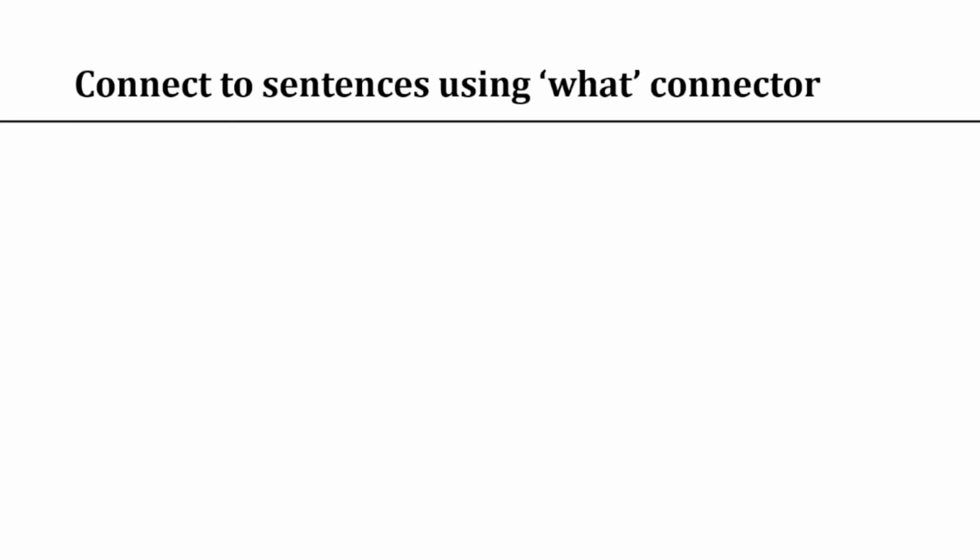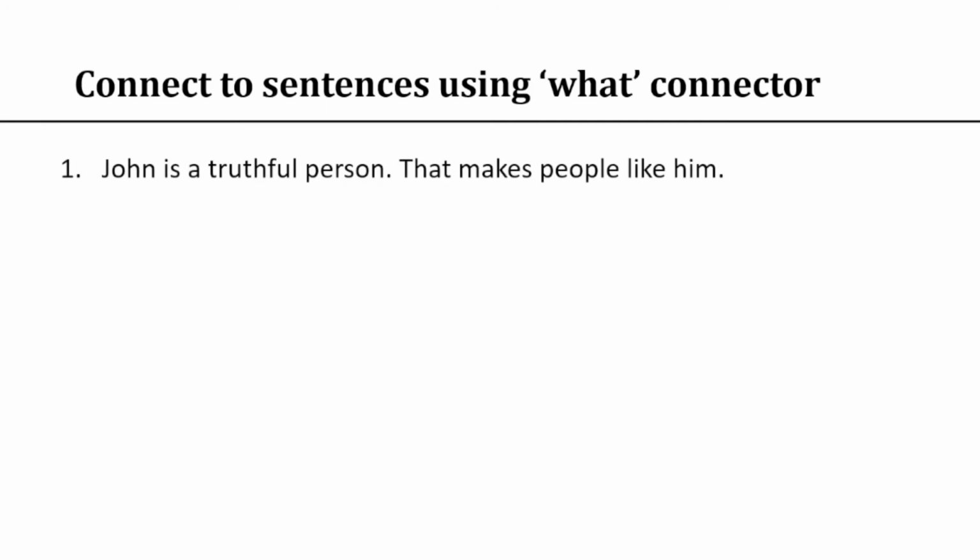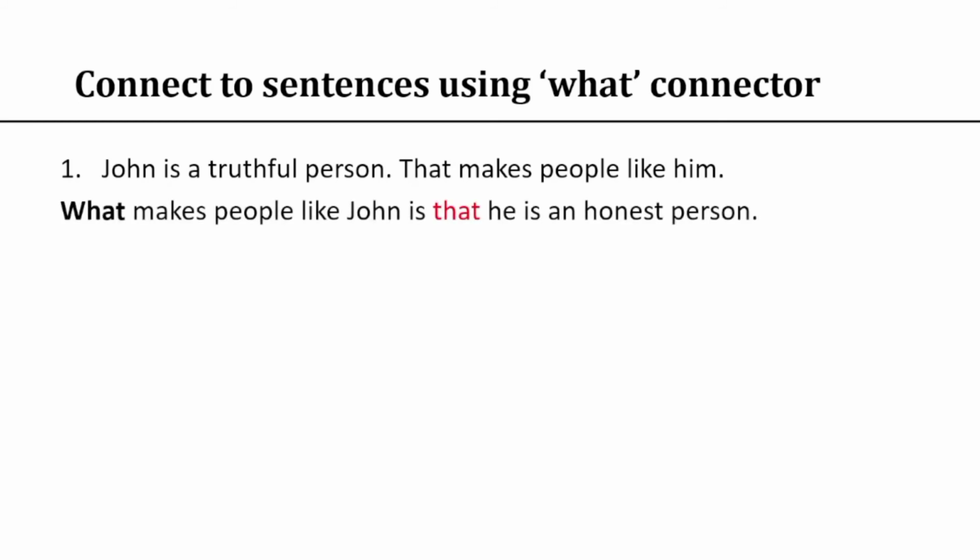Okay, so we can connect two sentences using the what connector. For example, John is a truthful person that makes people like him. So how do we connect this using the what connector? What makes people like John is that he is an honest person or truthful person. Okay, here we have a what clause. What makes people like John? That's the subject of the sentence, right? And then we have the connector that to connect this clause and this subject complement. Okay, so what and that are essential here.